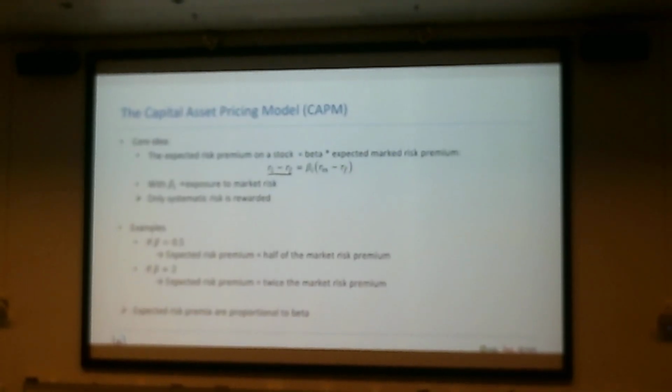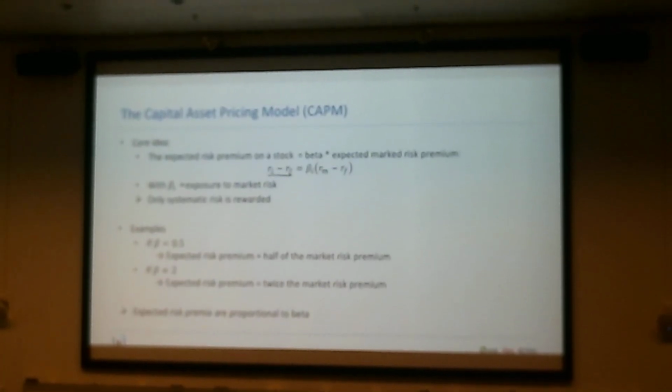And this is basically everything about the CAPM. The CAPM says the expected risk premium on a stock is equal to the beta times the expected market risk premium. So we can use the CAPM to calculate the expected risk premium, or to calculate the expected return of a stock. And then we can use that rate as our discount rate. So this is basically the whole goal of this.